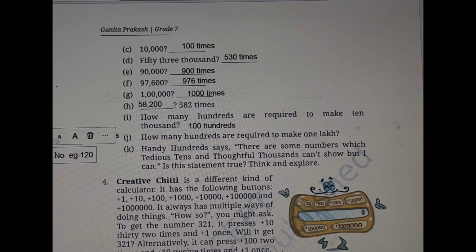Right? You can write example 120. Rather, if we think the other way around, tedious tens can show multiples of 10, multiples of 100, multiples of 1000. Only the thing, you will have to press it many a time. That is the only change, but it is possible for tedious tens to show any number which are multiples of 10, 100 or 1000. Right?